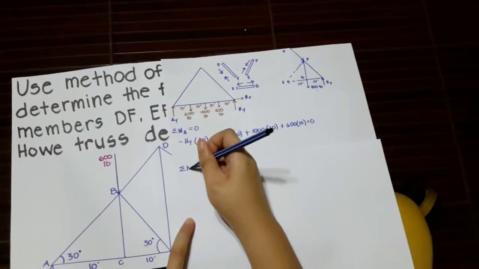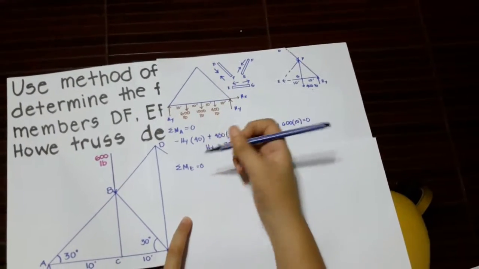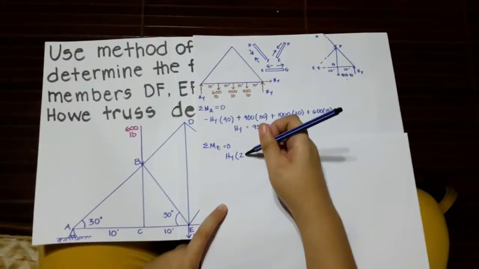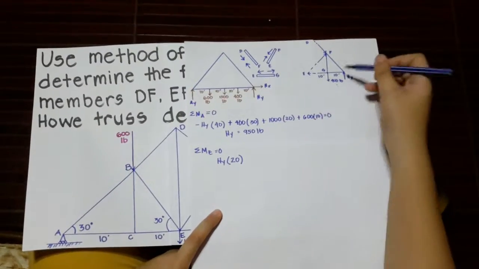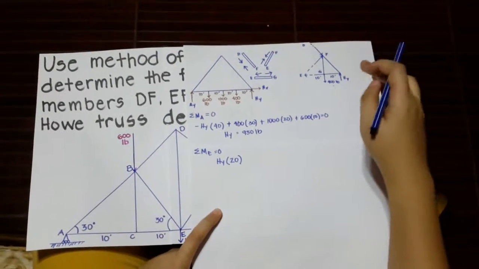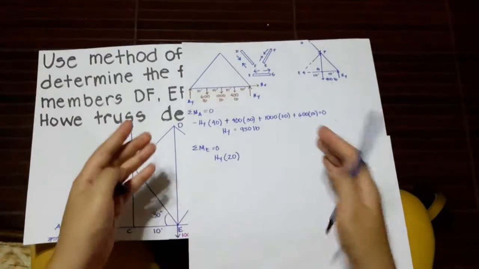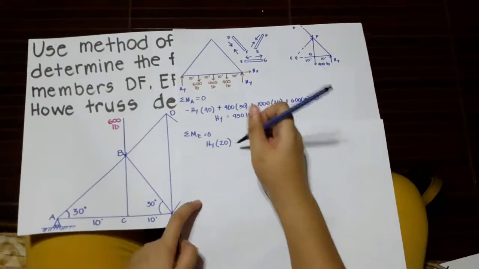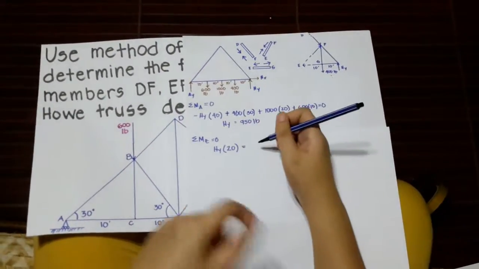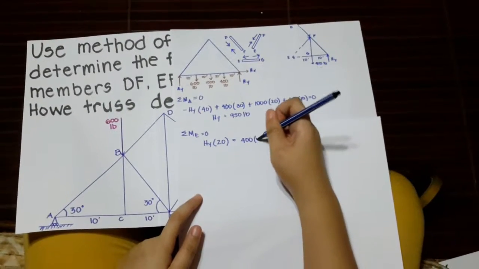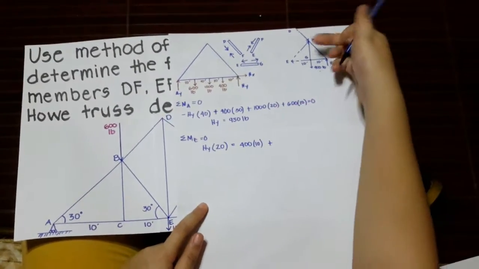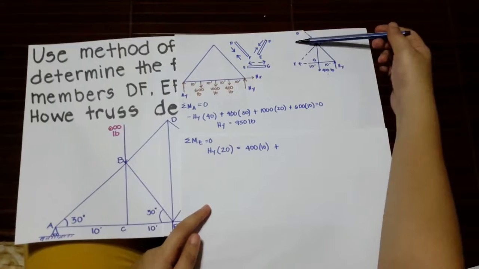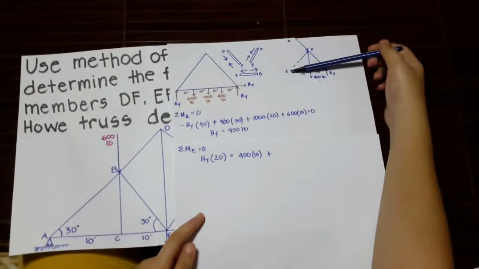So summation of moment at E equal to 0 would be HY times the distance 20. HY is counterclockwise. So let us just put the counterclockwise on the left side and the clockwise on the right side. So it equals the 400 pounds times 10 plus DF. For DF, we will solve for DFX because the DFY will pass through E.